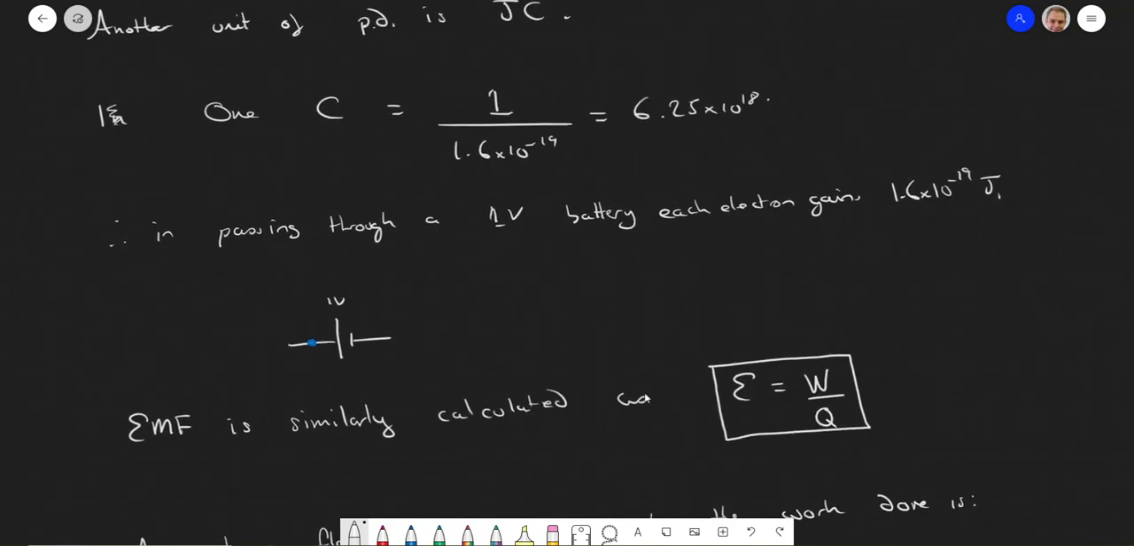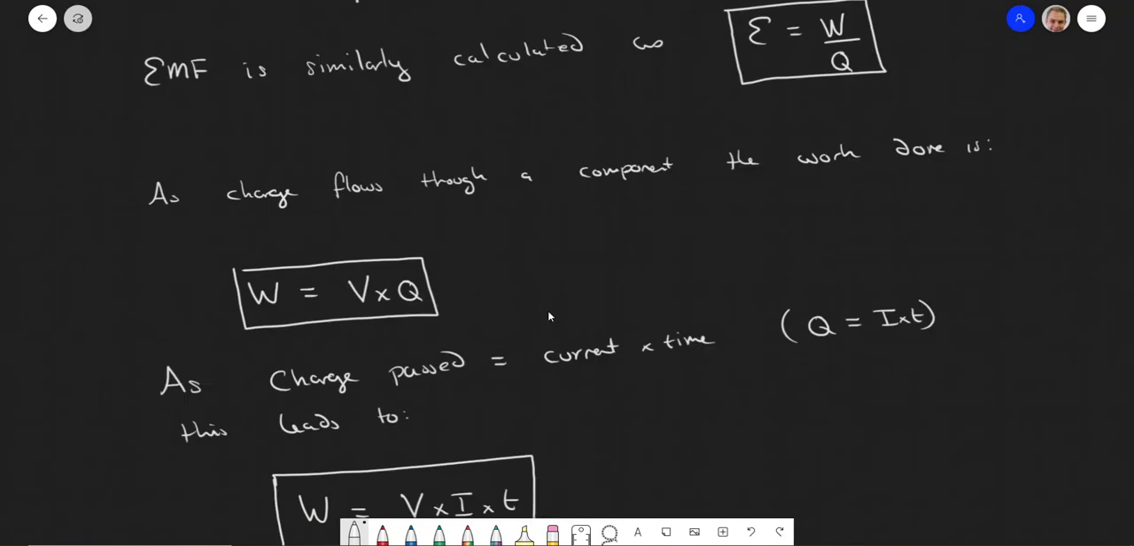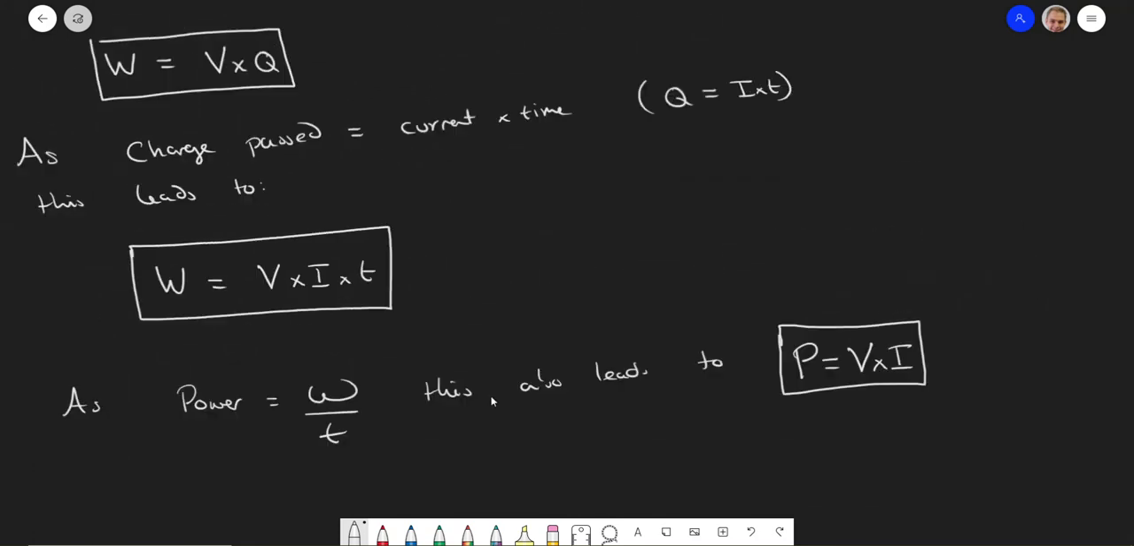So this is how these things are linked. It gives us quite a few different equations that we've got. That's kind of what we have.